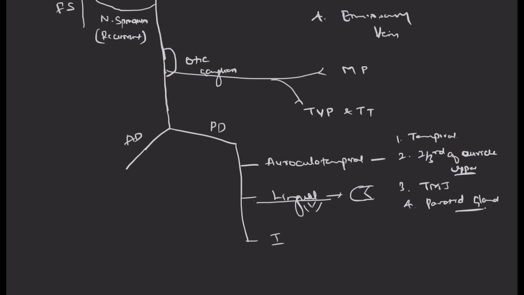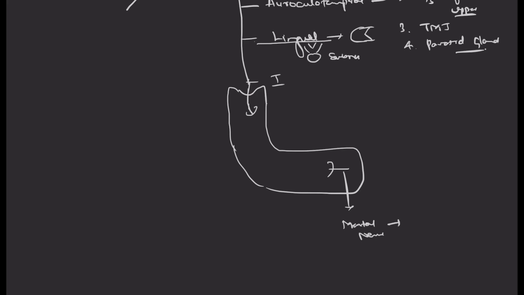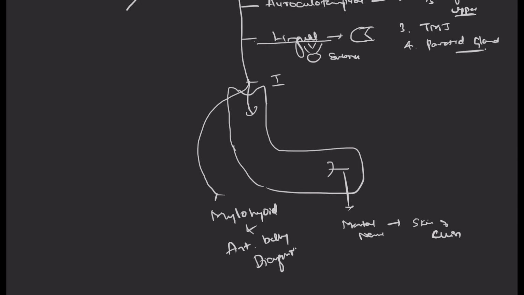It forms a ganglion which is called the submandibular ganglion. And the I in ALI, the inferior alveolar nerve, enters into a foramen inside the mandible and comes out as the mental nerve and supplies the skin of the chin. Before entering, it gives a branch which supplies the mylohyoid muscle and the anterior belly of digastric muscle.